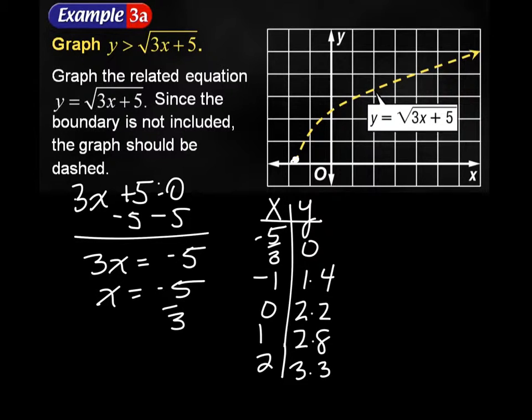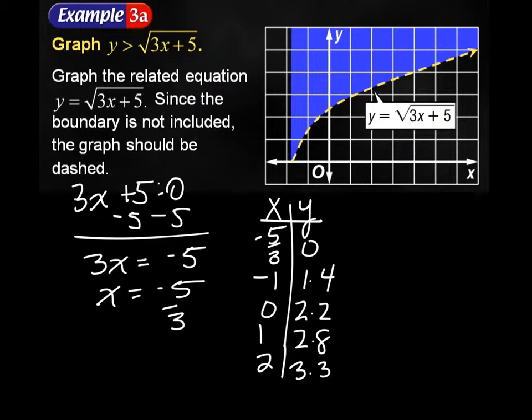We got -1 is at 1.4, 0 is 2.2, 1 is 2.8, 2 is 3.3, and you could just keep going using your table feature. And they connected this with a dashed line because it's greater than, so the boundary is not included. And then pay attention to your shading. We have a restricted domain. The smallest it can be is -5/3. So when you shade above, because it's greater than, you want to start at that -5/3 part and just shade above the region that works. You can't shade over here because it's not defined.